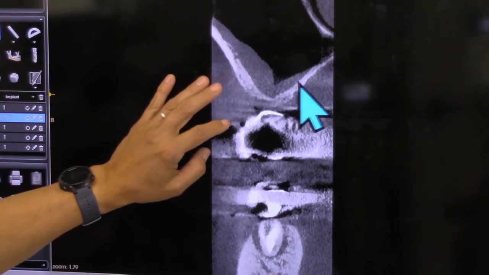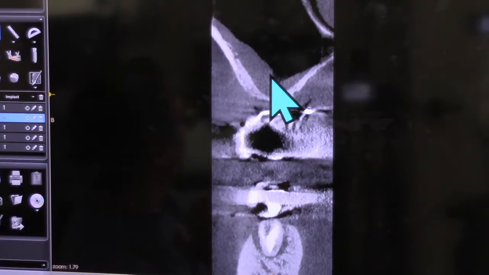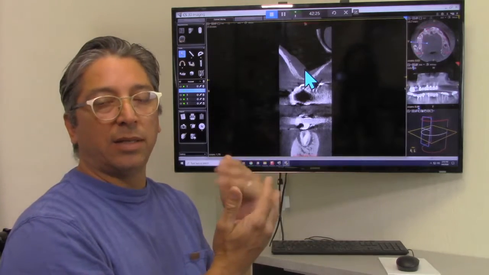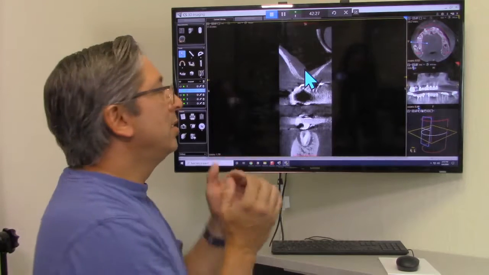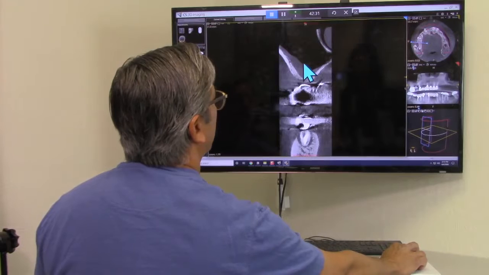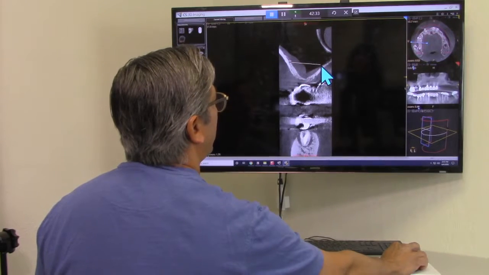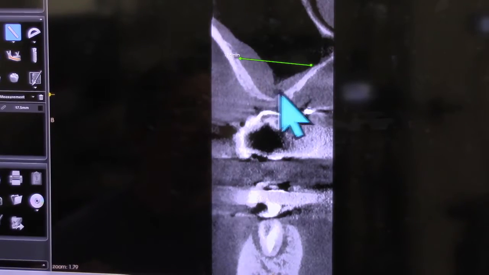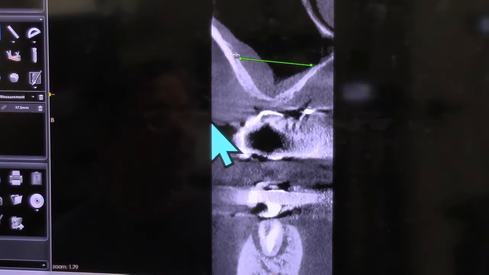The problem is, how do you get bone if this is an area where you want to put an implant? That's not very good. So oral surgeons and the like think about putting bone in here, so they'll fill this up and allow that to heal.